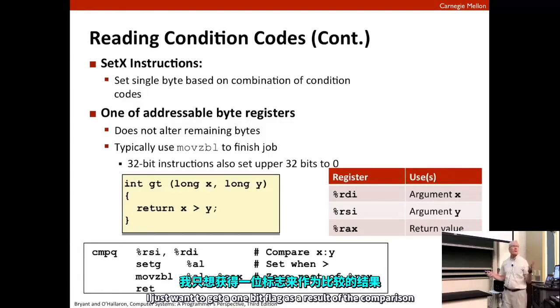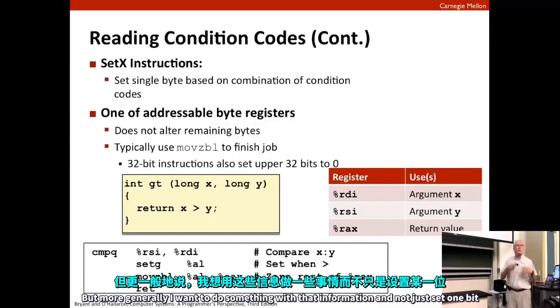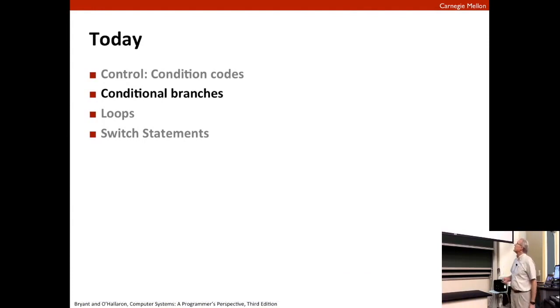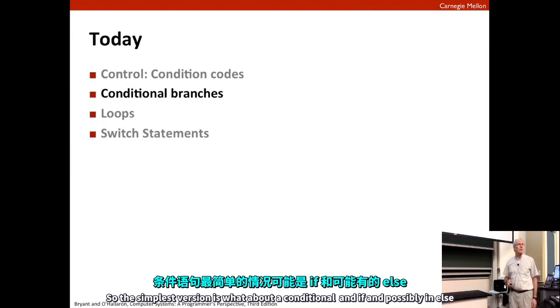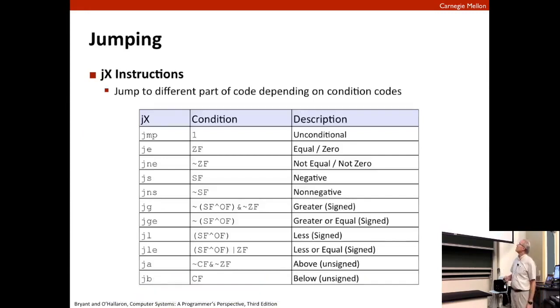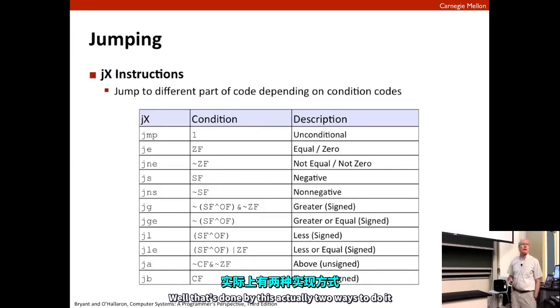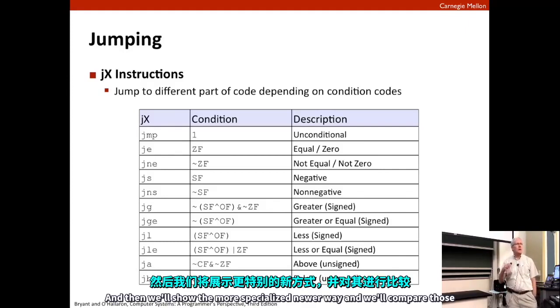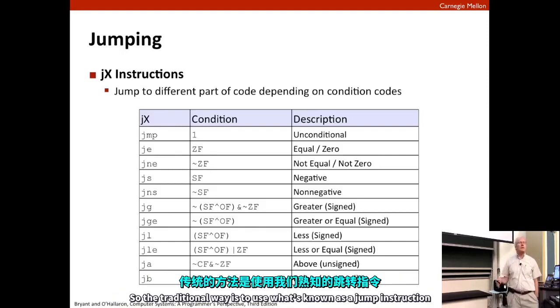So sometimes I want to do this. I just want to get a 1-bit flag as a result of the comparison. But more generally, I want to do something with that information and not just set 1 bit. So the simplest version is, what about a conditional? An if and possibly an else. Well, there's actually 2 ways to do it. So we'll go through the general purpose traditional way, and then we'll show the more specialized newer way, and we'll compare those. So the traditional way is to use what's known as a jump instruction.